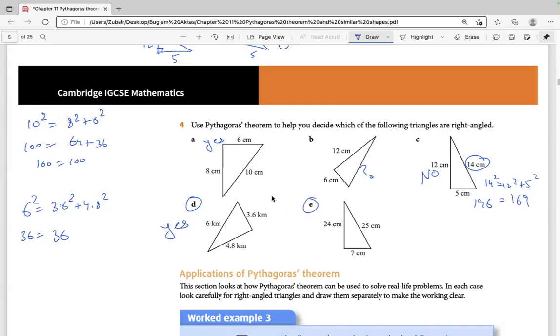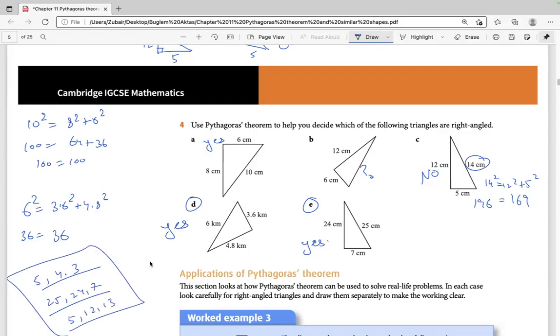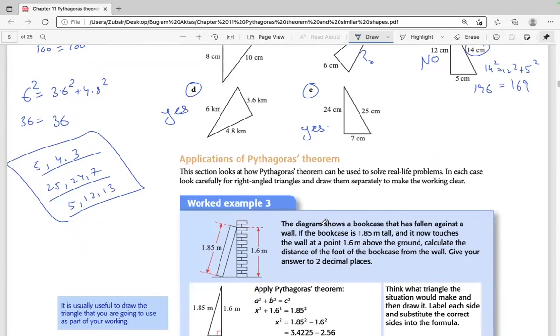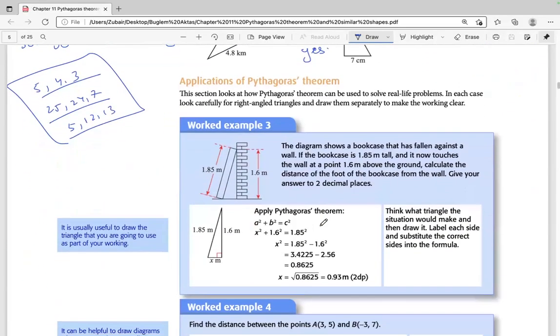E part, without solving. Yes. So that's a yes. A quick revision: 5, 4 and 3; 25, 24 and 7; 5, 12 and 13. These are the most common sides. Showing all the working in the exam is compulsory.